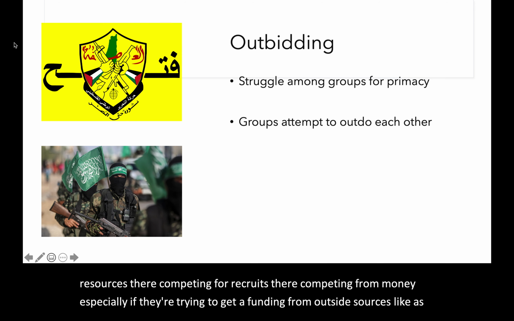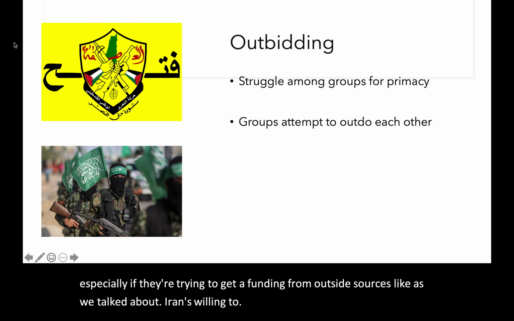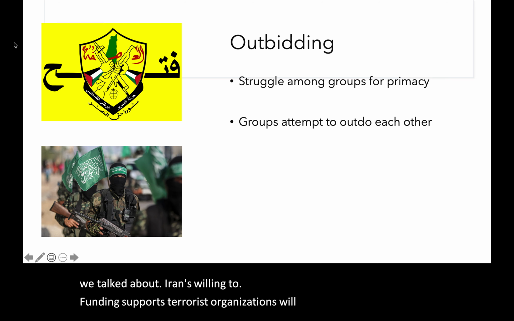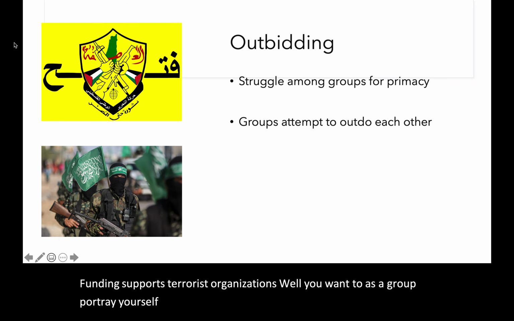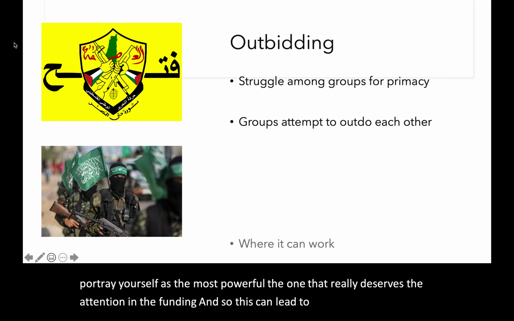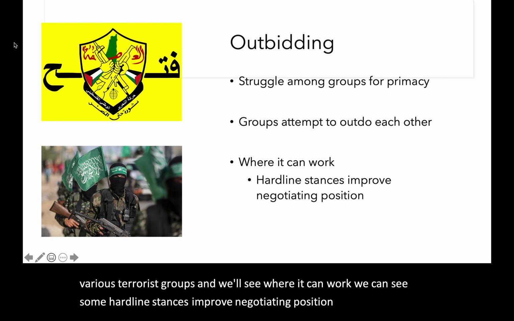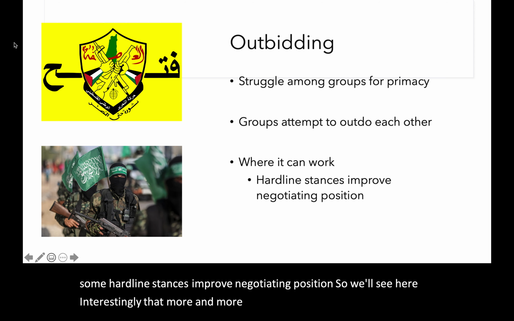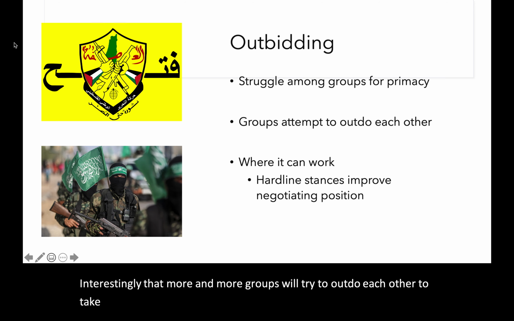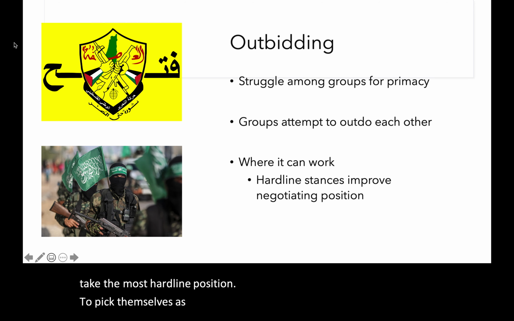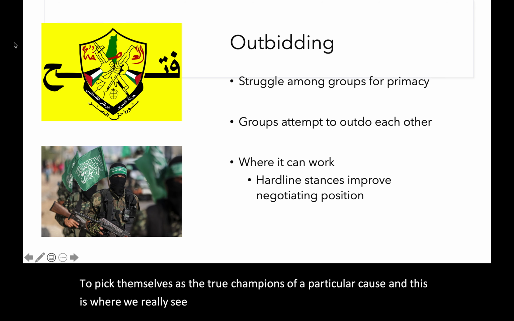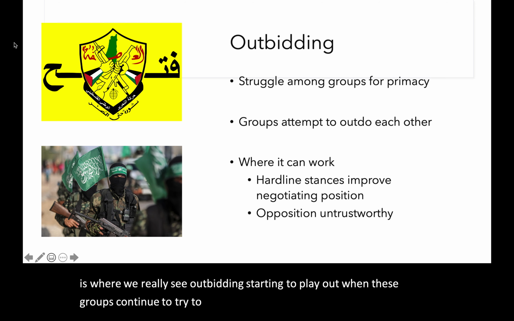especially if they're trying to get funding from outside sources. Like as we talked about, Iran's willing to fund and support terrorist organizations. Well, you want to, as a group, portray yourself as the most powerful, the one that really deserves the attention and the funding. And so this can lead to a competition between various terrorist groups. And we'll see where it can work. We can see hardline stances improve negotiating positions. So we'll see here, interestingly, that more and more groups will try to outdo each other to take the most hardline position, to depict themselves as the true champions of a particular cause. And this is where we really see outbidding starting to play out when these groups continue to try to outdo each other.